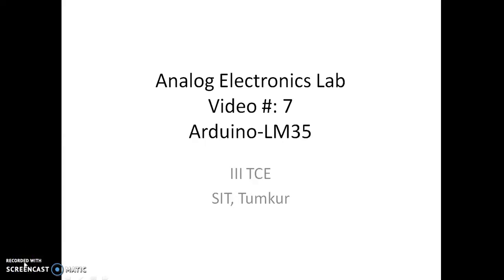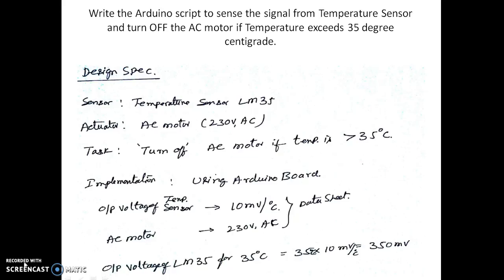Okay, welcome to the seventh video of analog electronics lab. In this, we are asked to write an Arduino script to sense the signal from a temperature sensor and turn on the AC motor if the temperature exceeds 35 degrees centigrade. If the temperature exceeds 35 degrees centigrade, now we are asked to turn off the AC motor.